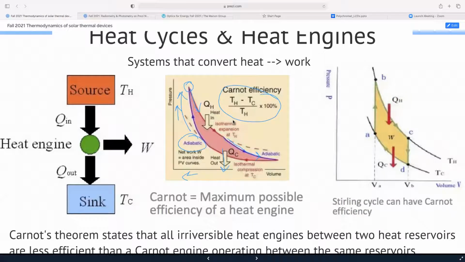Now, this is the maximum possible efficiency of a heat engine. So if I were to ask you, what is the best efficiency that you can achieve from a solar cell? The answer would be what, actually? Let's stop here and think about that for a second. What is the best efficiency I can hope to get from a solar cell?